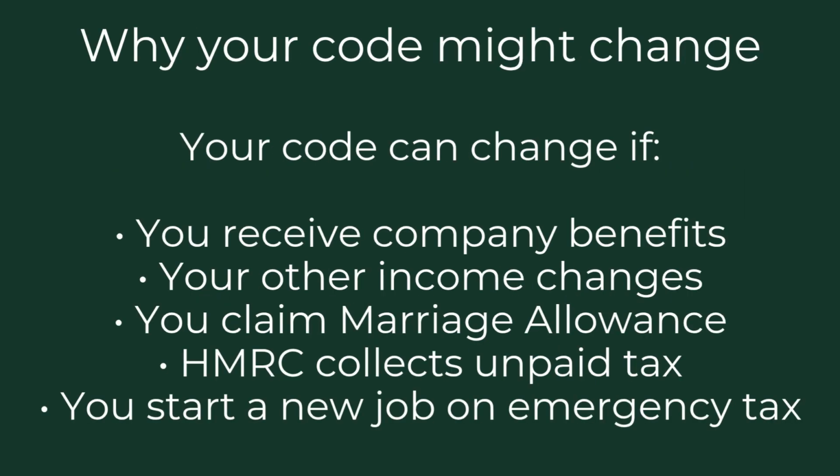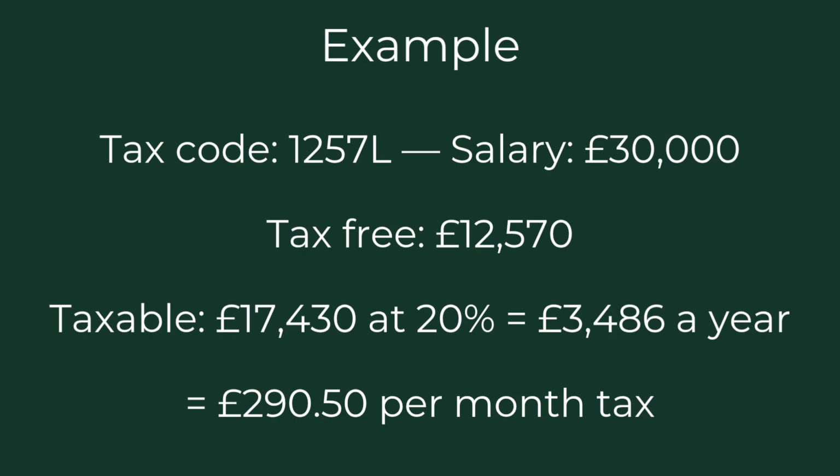Your tax code is not fixed forever. It can change if you start receiving company benefits like a car or private health cover. It can change if your income from other sources changes. It changes if you claim the marriage allowance. HMRC can also adjust your code to collect any unpaid tax from a previous year. And if you start a new job before HMRC has your full details, you may be put on an emergency tax code temporarily.